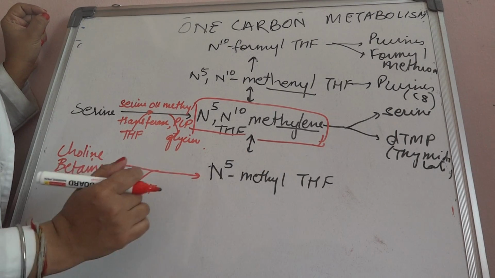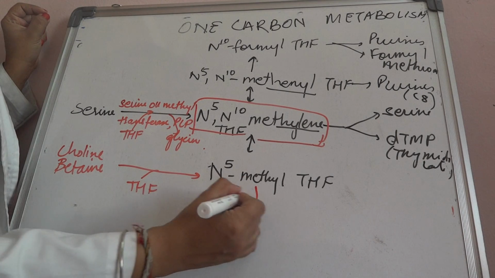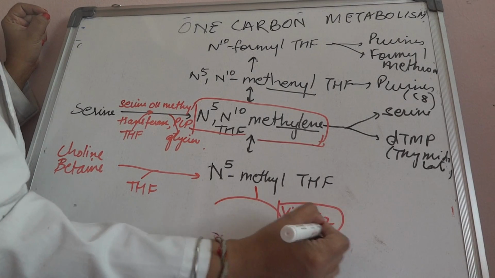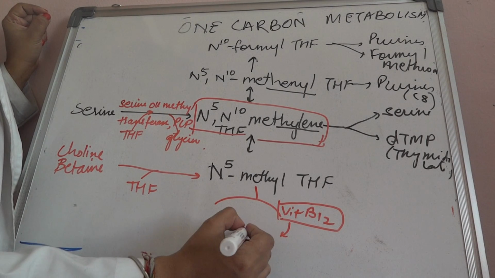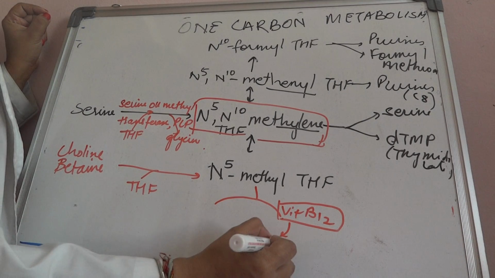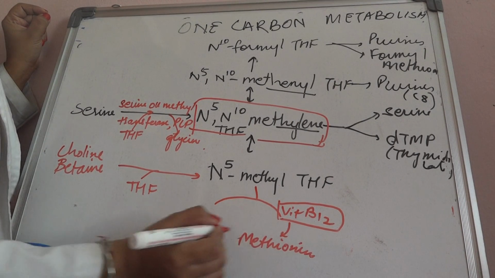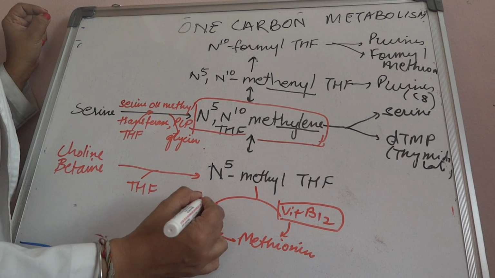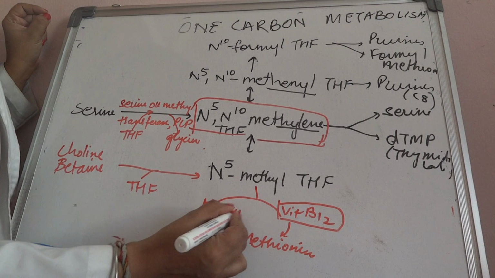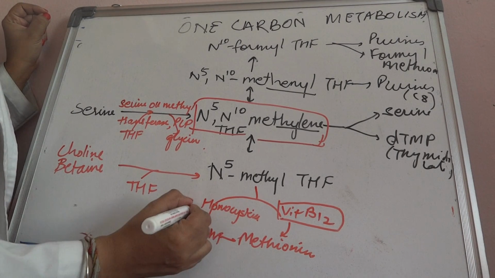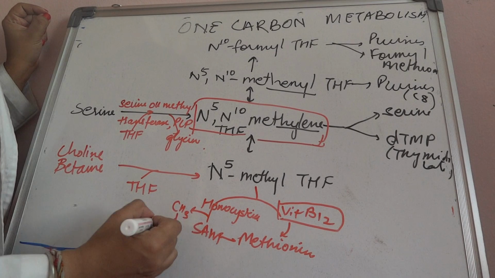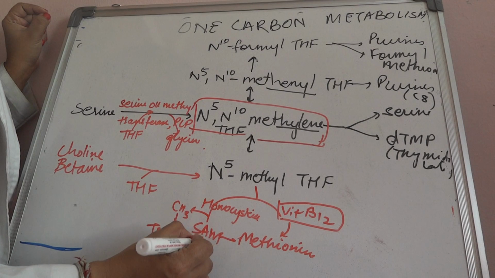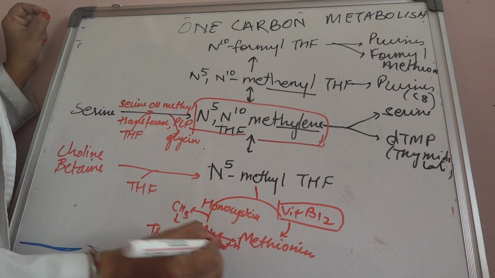This N5 methyl tetrahydrofolate takes part in vitamin B12 reactions because it will help the methionine to form SAM and then finally homocysteine. The CH3 will be taken by any compound which requires a methyl group. So it's a transmethylation reaction.